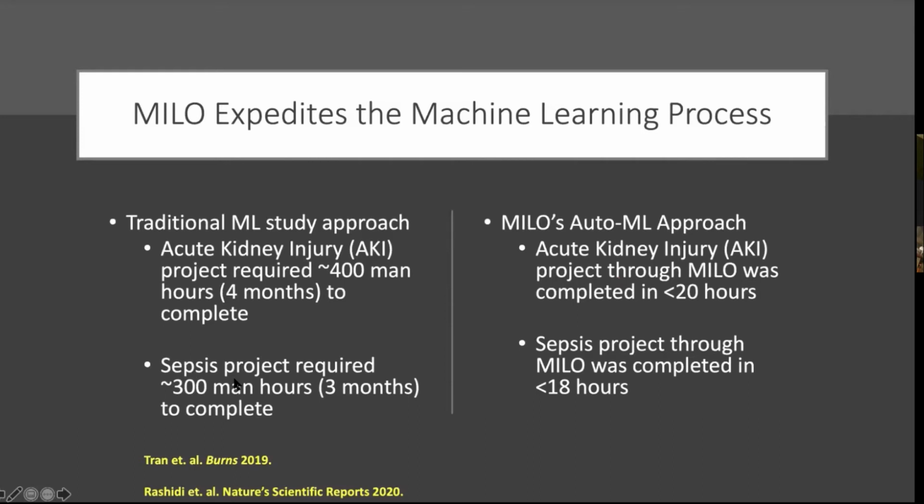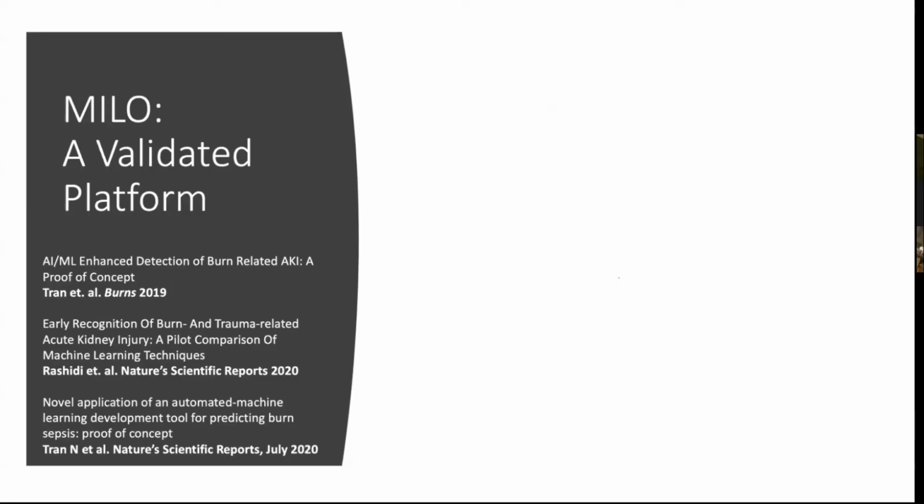Same thing with sepsis, something that took us 3 to 4 months, and here it says 3 months, but it's really 4 months. So 3 to 4 months in finding the best model to identify sepsis, and MILO was able to find it also in less than a day. And by the way, we're seeing this over and over with all the other data sets we have too. So it's just so much faster than doing the non-automated approach.